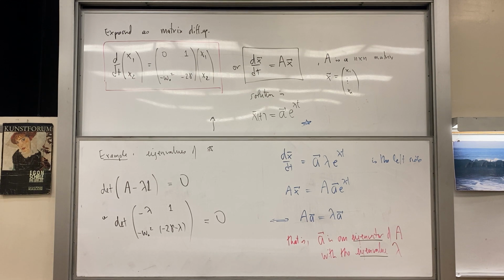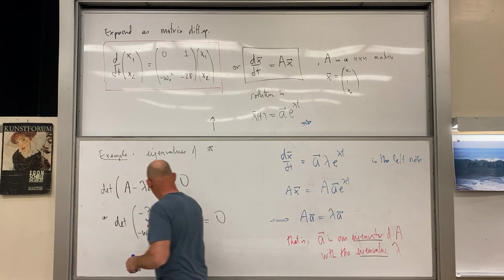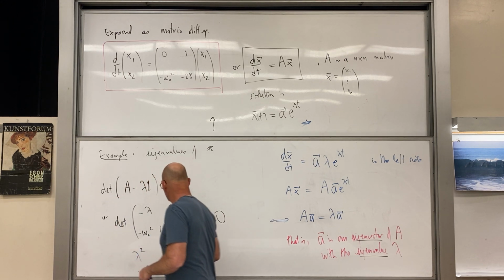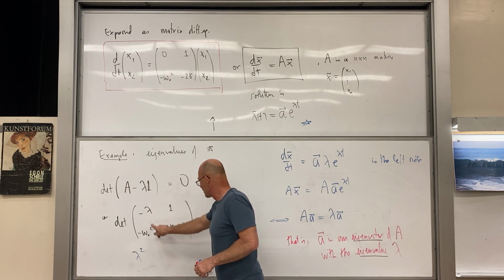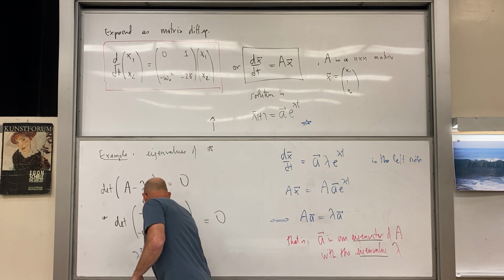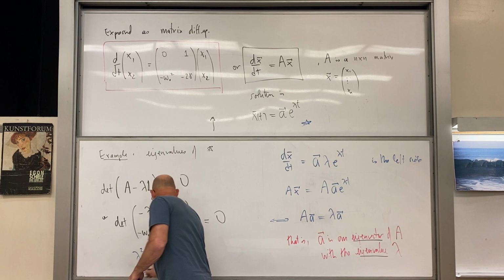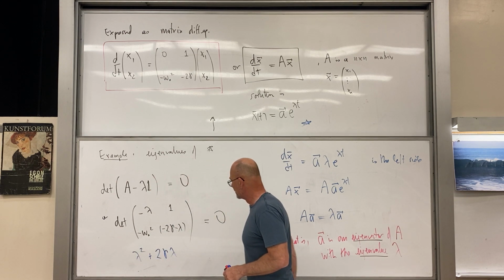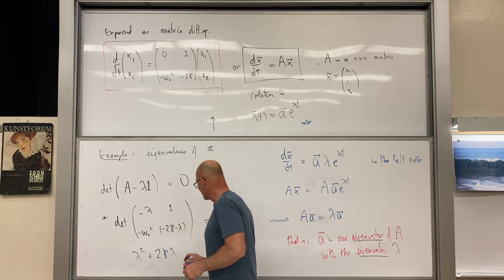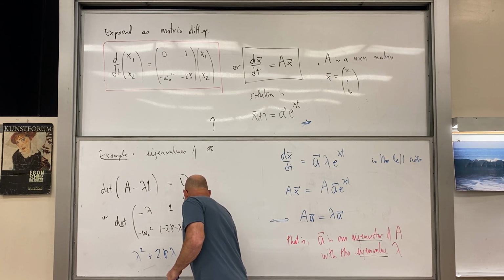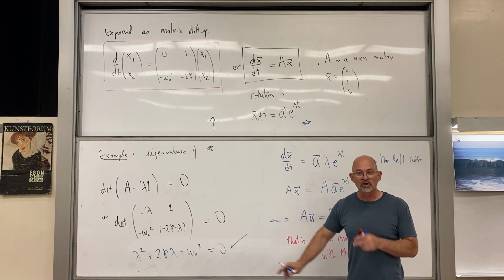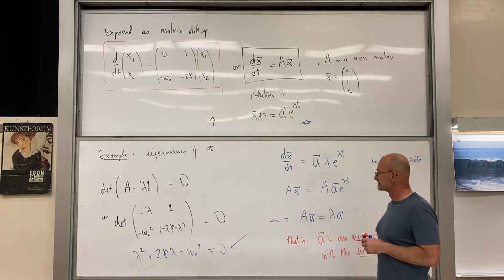Okay. So what do we have? We have minus lambda times minus lambda, so we have lambda squared. We have plus 2 gamma lambda, and then minus negative omega naught squared, plus omega naught squared is equal to 0. Okay, well, we've been there before. That's what we just worked with a little while ago.